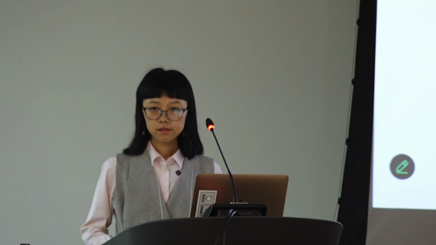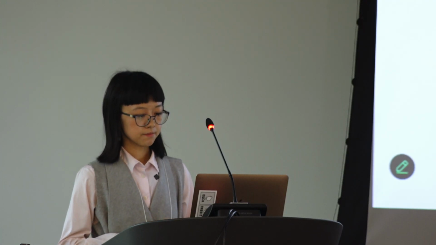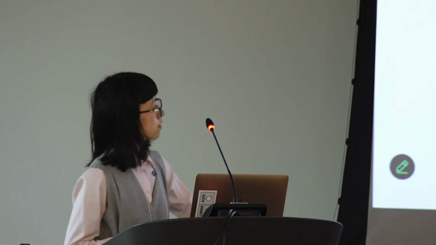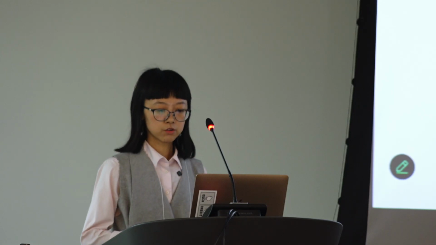So no matter which method you choose, it does not require classifying particular cases of E when C1 and C2 are both present as being caused by C1 alone, or C2 alone, or as caused by both of them. You only need the correlational pattern. But this structure is exactly the one in the department PEM problem, and we just talked about the necessity of causal attribution there.